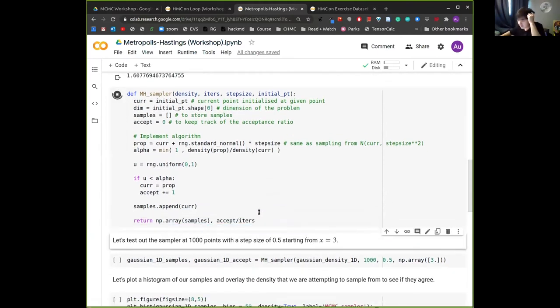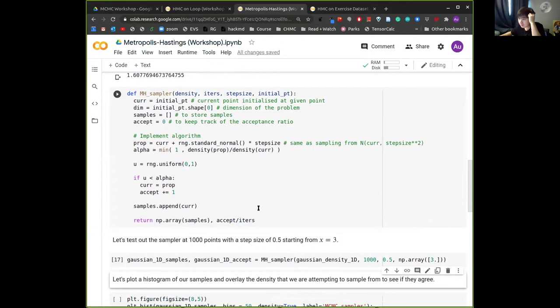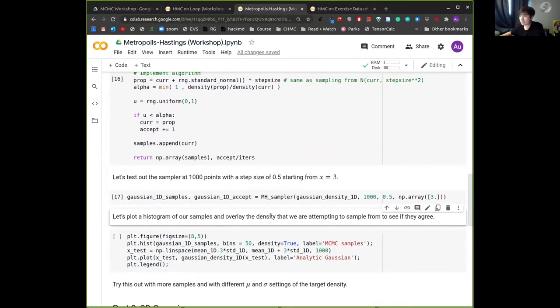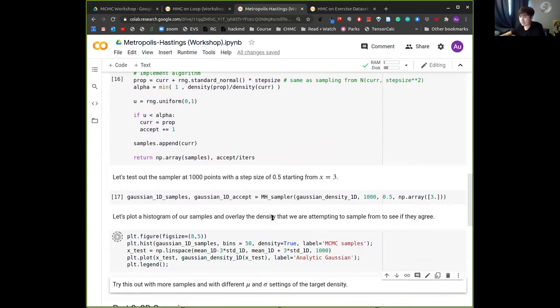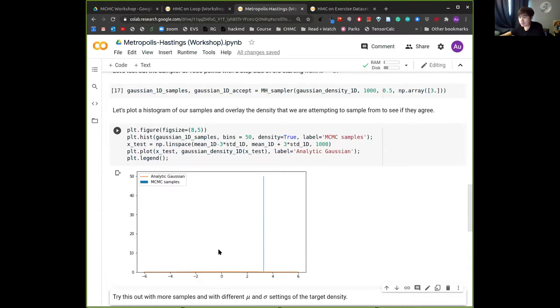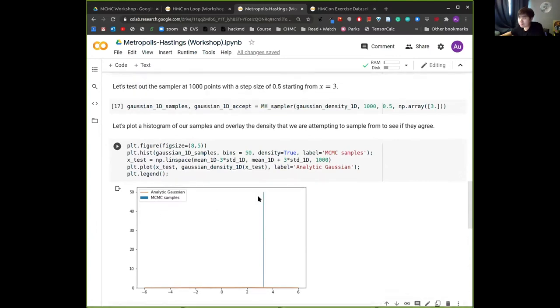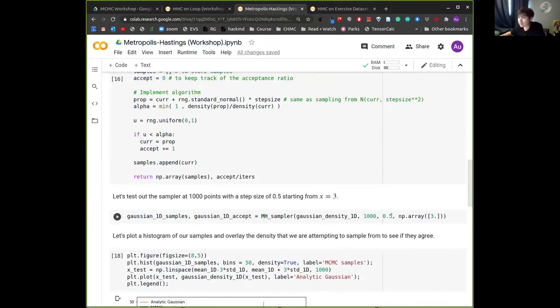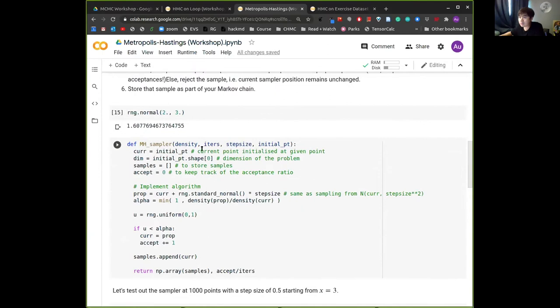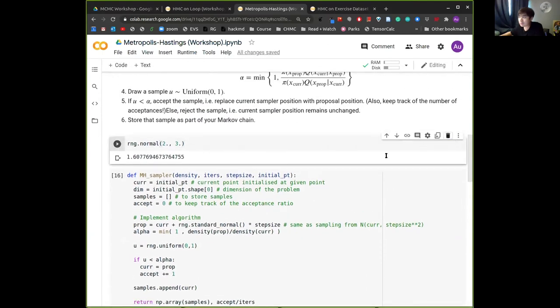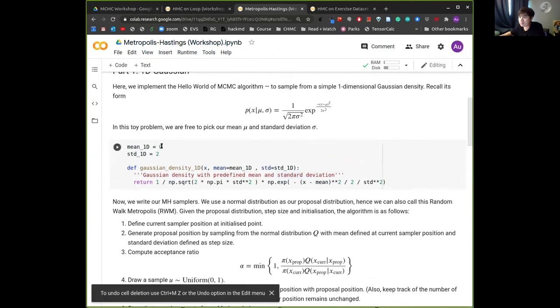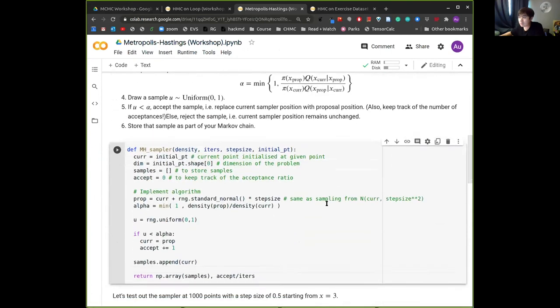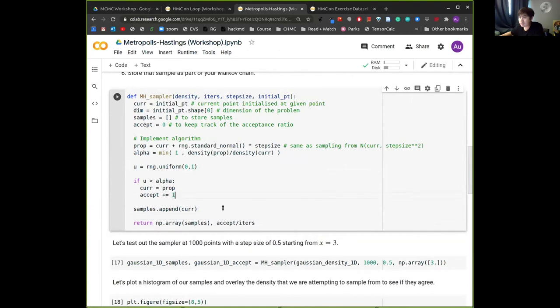Let's see if this runs. Let's see if it gives me an error. Does it run? Okay, great. It runs. So now that it runs, let's check the plot. Oh, what's going on? MCMC sample, analytic Gaussian. Oh, what's this? Samples.append, cur, prop.